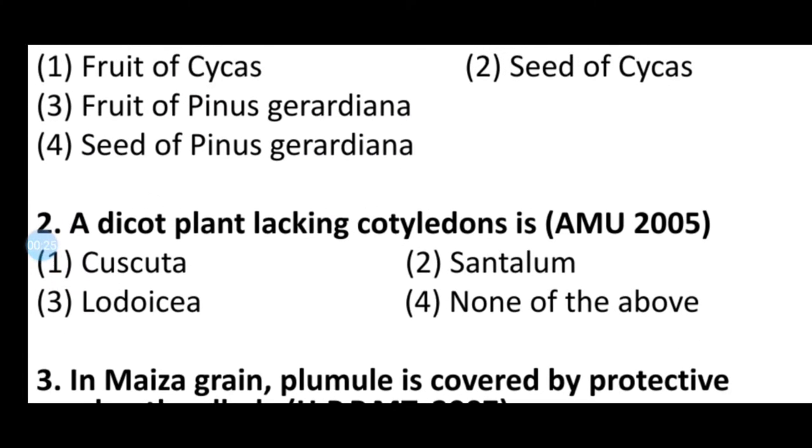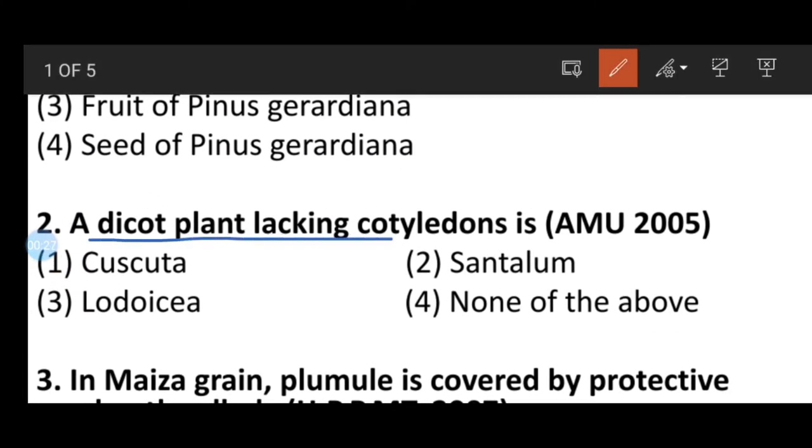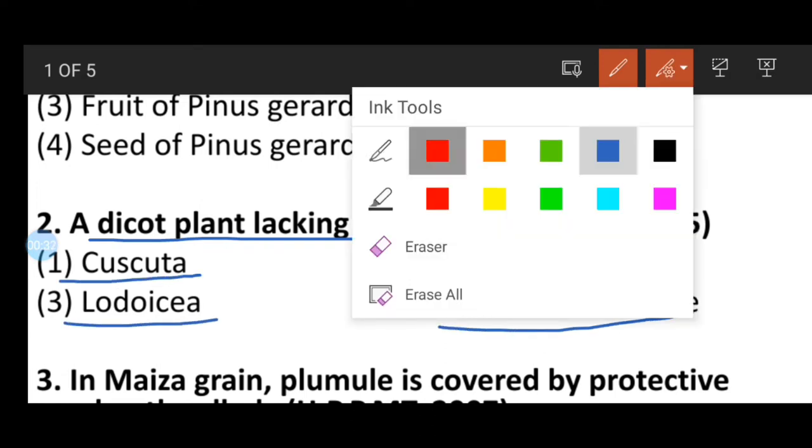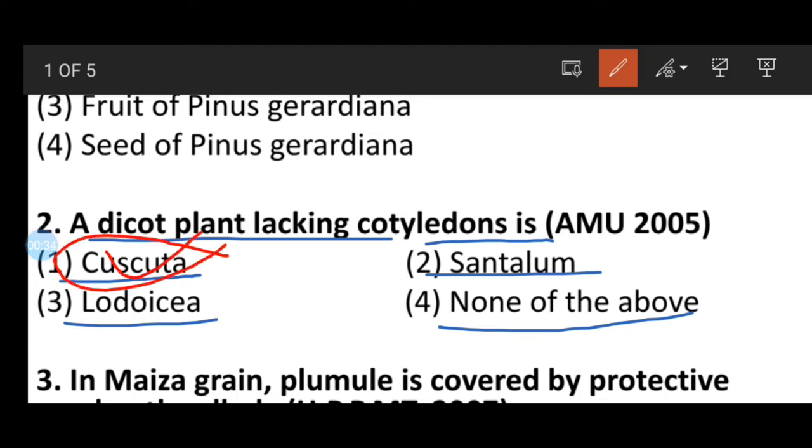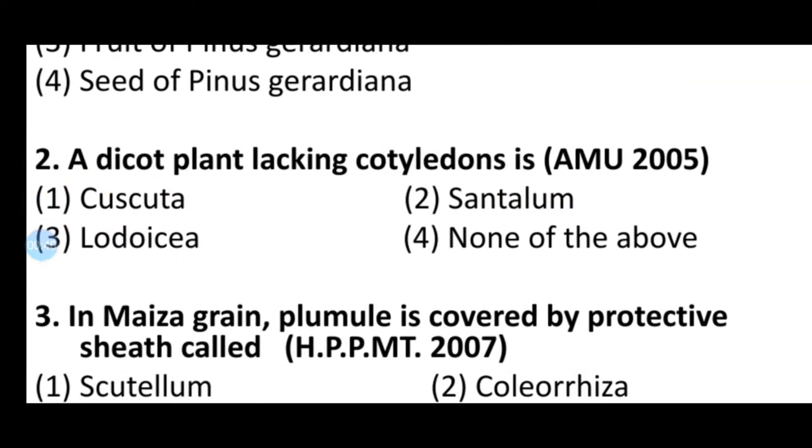Question number 2. A dicot plant lacking cotyledon is: option number 1 cuscuta, second is the scutellum, third is the lodoicea, fourth is none of the above. So here the correct answer will be the cuscuta, which is the total stem parasite. Scutellum, chandan, lodoicea, double coconut. It is the largest fruit.